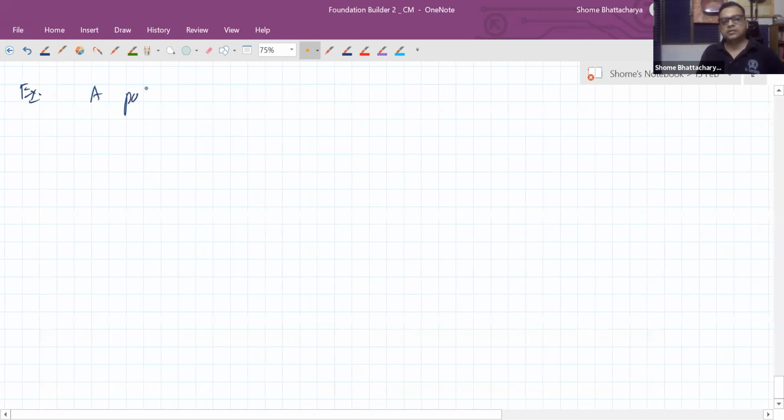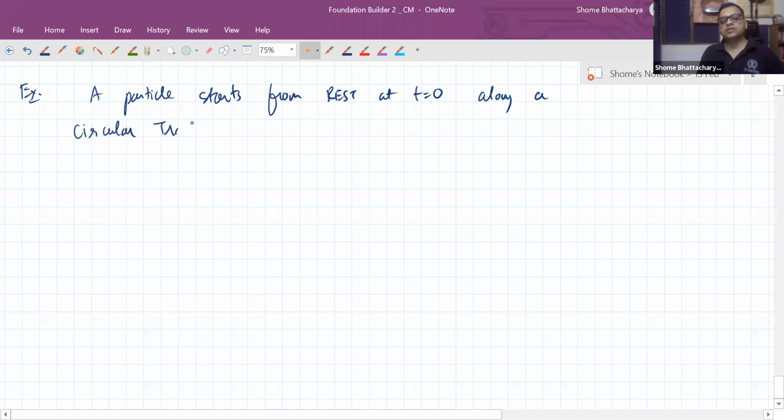Now a particle starts from rest at time t equal to 0, along a circular path or a circular track, and the radius of the track is, let's say, 10 meters, such that its speed increases uniformly with time.